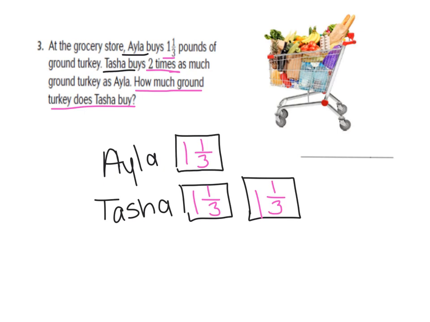Now we need to find out how much Tasha buys. So we know that we have 1 1/3 two times. So that's going to be our problem: 2 times 1 1/3. Now, friends, I want you to go ahead and solve this problem that we have left. When you guys get done, go ahead and press the play button so you can check your work with me. Go ahead and get started.